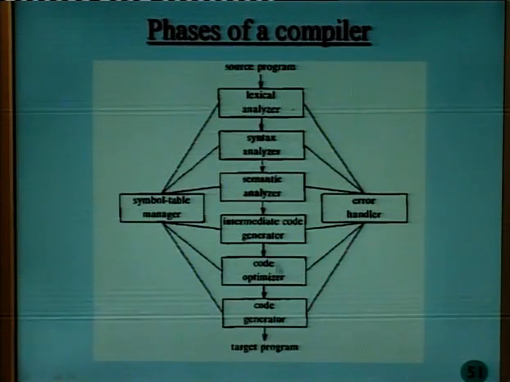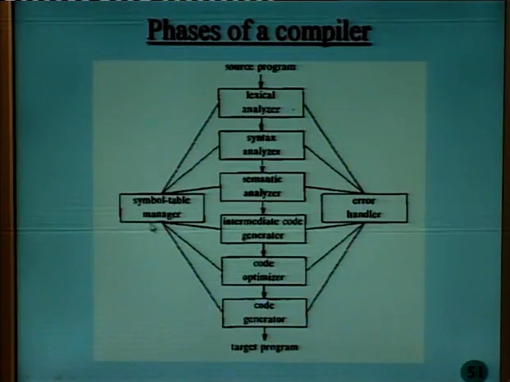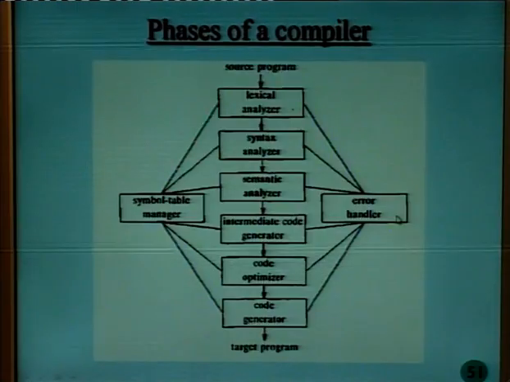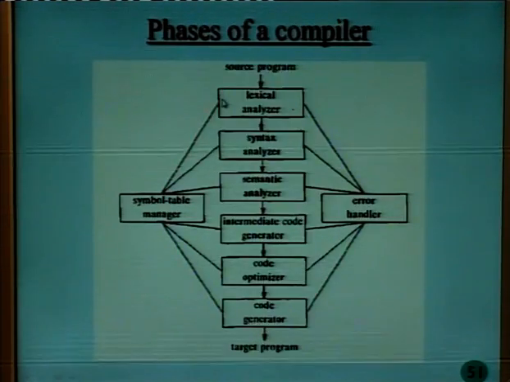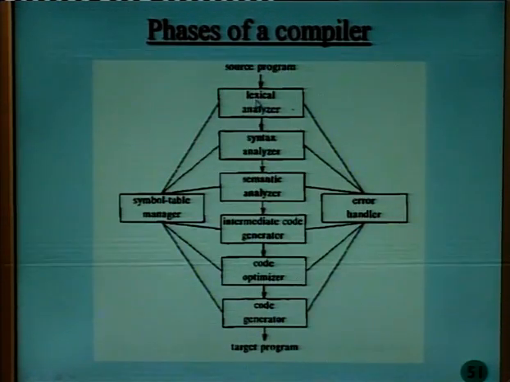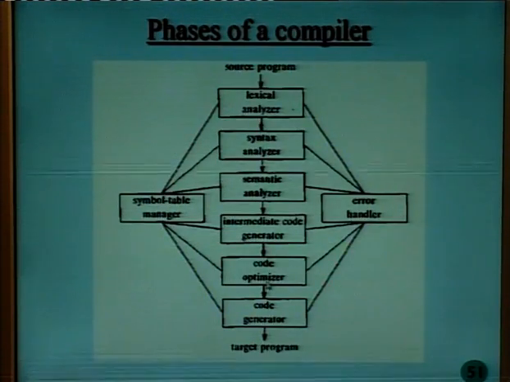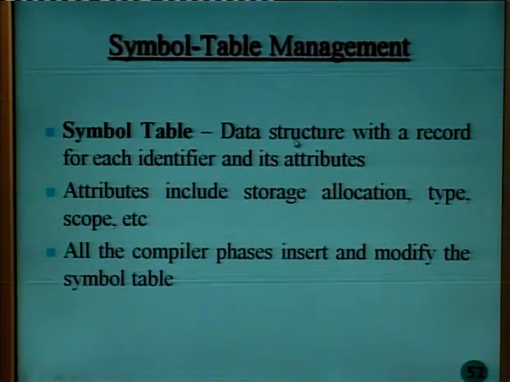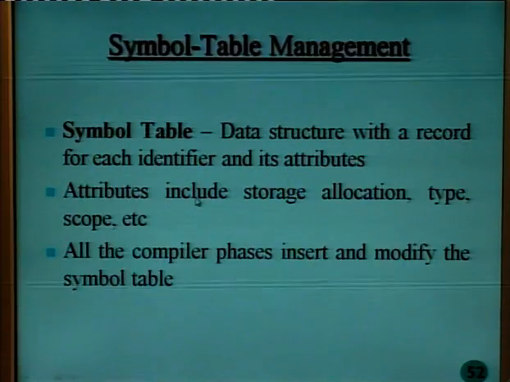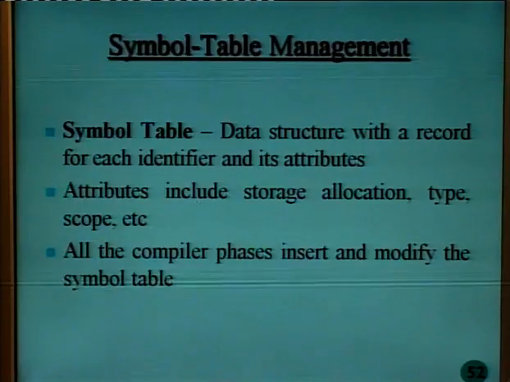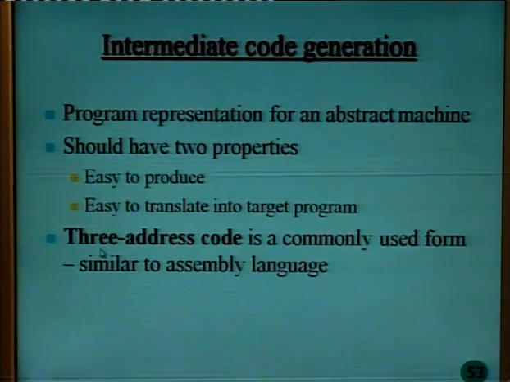With these different phases we have two other components, the symbol table manager and the error handler. The symbol table records all the identifiers or symbols used in the program throughout its life, and the error handler produces error messages at any phase. The symbol table is a data structure with a record for each identifier and its attributes, and the attributes include storage type and scope of the variable.